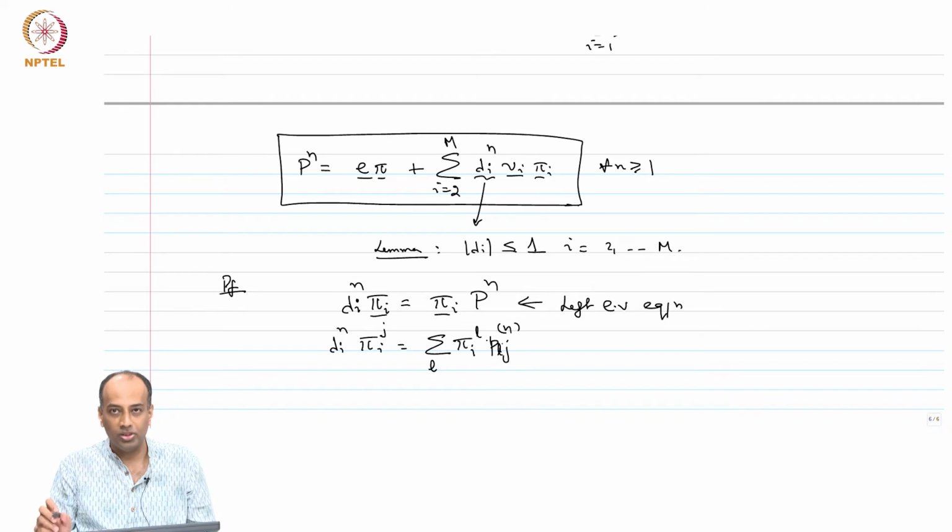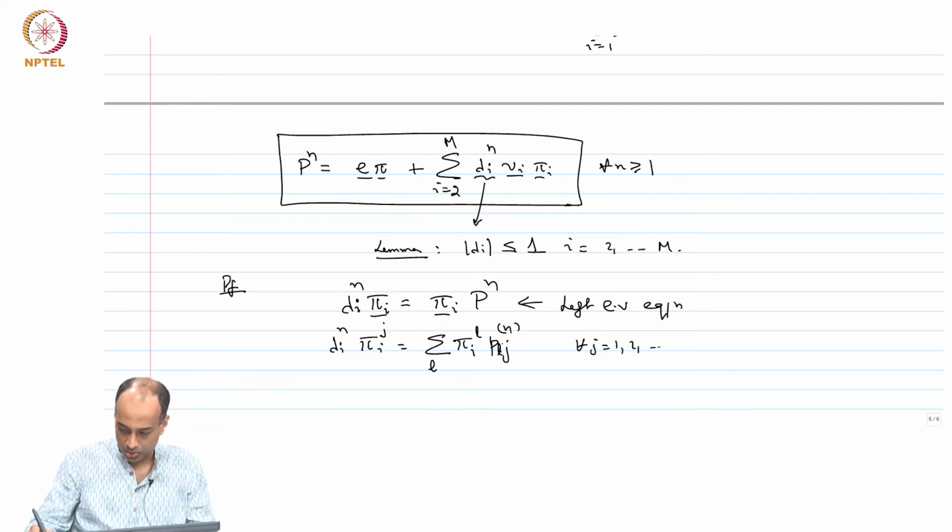So, the way you prove this lemma is to write out the left eigenvalue equation lambda i to the n pi i is equal to pi i P to the n. This is just the left eigenvalue equation for P to the n. Now, you look at the jth component of this equation, you get lambda i to the n pi i j, where pi i j is the jth component of the row vector pi i, is equal to the sum over l of pi i l P l j to the n. This is true for all j equals 1 to m.